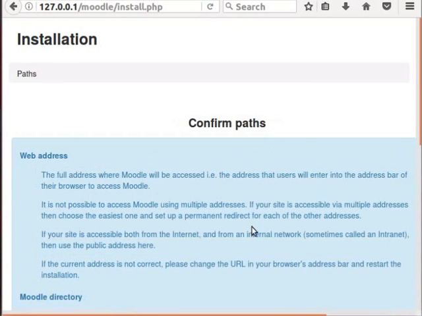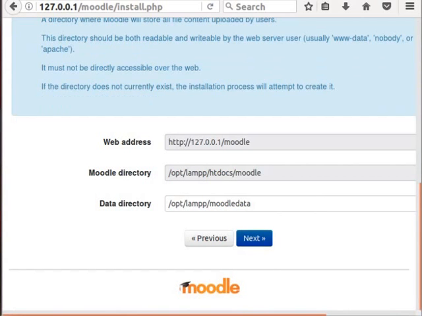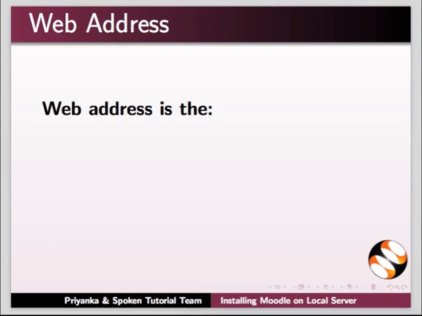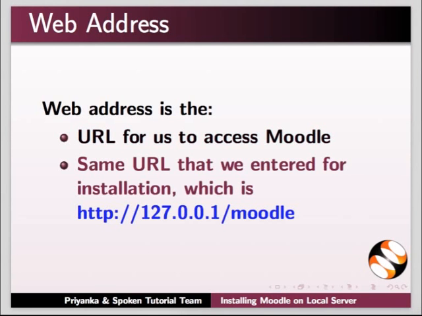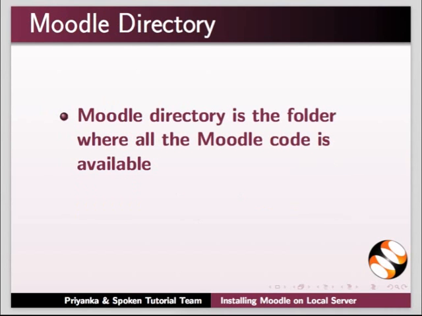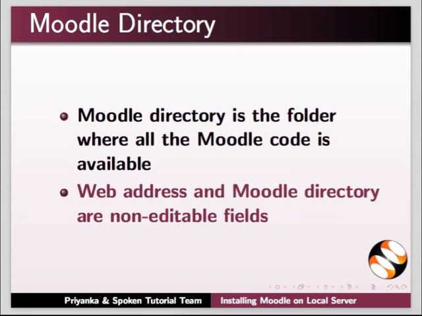Next is the Paths page. This is where the web address, Moodle directory and data directory are defined. Web address is the URL for us to access Moodle once installed. This is the same URL that we entered above, which is shown here. Moodle directory is the folder where all the Moodle code is available. Notice here, both web address and Moodle directory are non-editable fields. These cannot be changed by us.